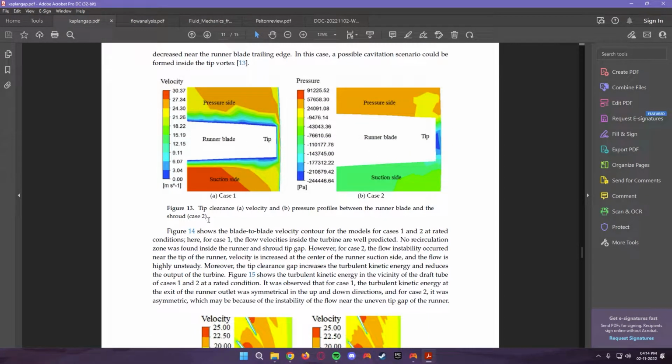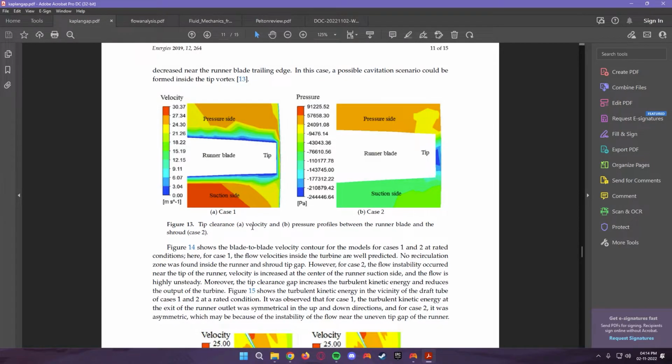Here in this diagram, the tip clearance is shown, along with the velocity and pressure profiles between the runner blades and the shroud.